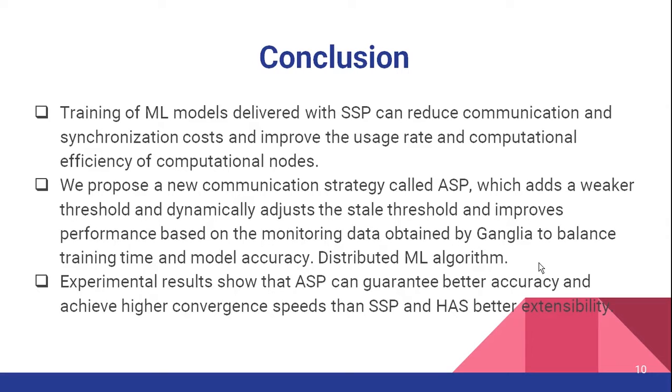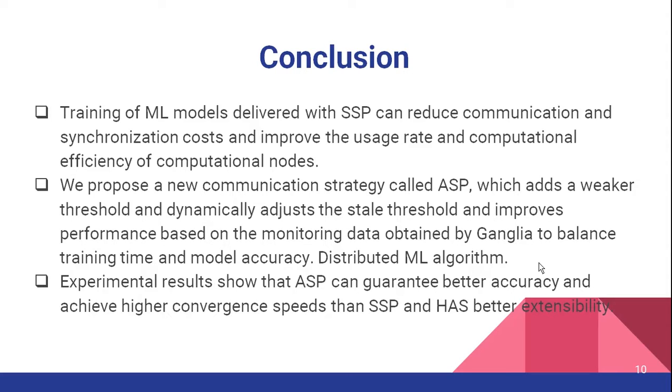In the conclusion part of our paper, the training of the ML model with ASP can reduce communication and synchronization cost and improve the utilization rate and computational efficiency of the computational nodes. We propose a new communication strategy called ASP, which adds a worker threshold and dynamically adjusts the stale threshold, and improves performance based on the monitoring data obtained by Ganglia to balance training time and model accuracy.